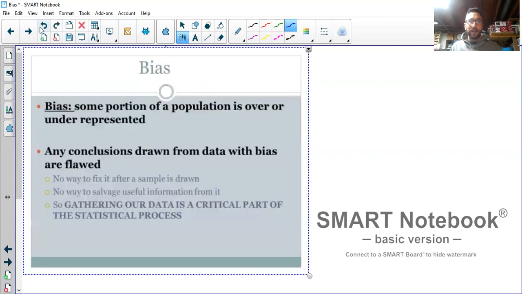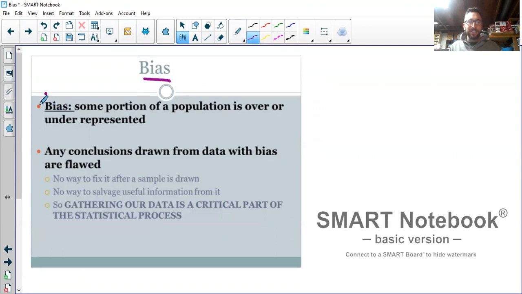So back to bias. Textbook definition here, definitely want to jot this down in our notes. Bias is when some part of our population is over or underrepresented. And that can happen in a lot of ways.